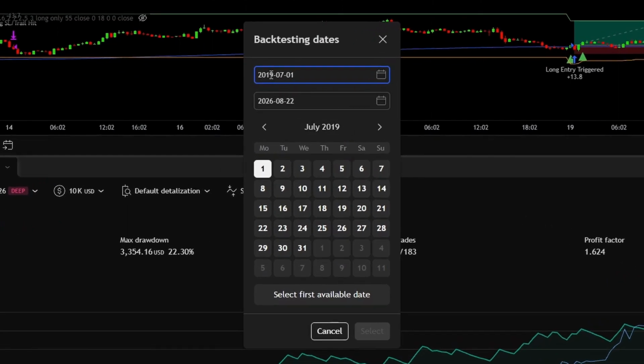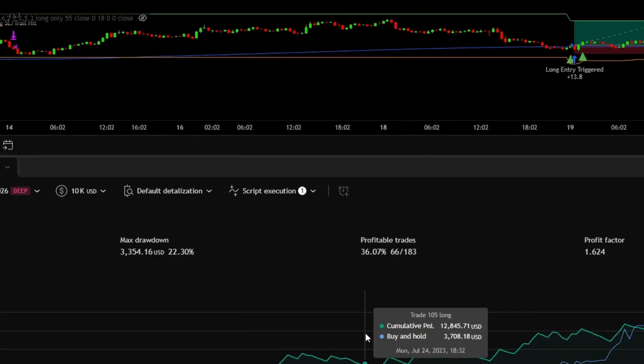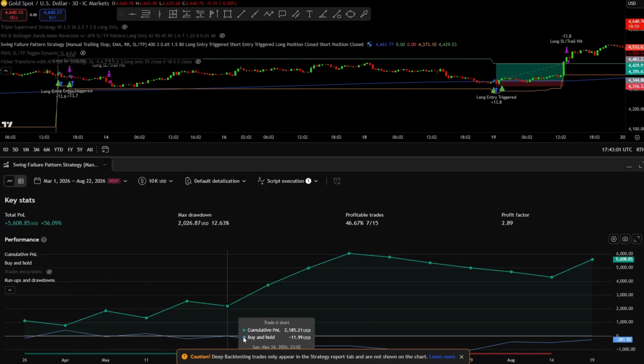One more thing before we get into the strategy explanation. Let's see 2026. The 1st of March till today's date, so that's totally unseen market performance data, and it looks pretty amazing. Only 12% maximum drawdown, 56% net profit in around half a year period, only 15 trades, I told you this is a low trade count strategy, and 2.89 profit factor. And now the buy and hold is easily outperformed by our strategy.